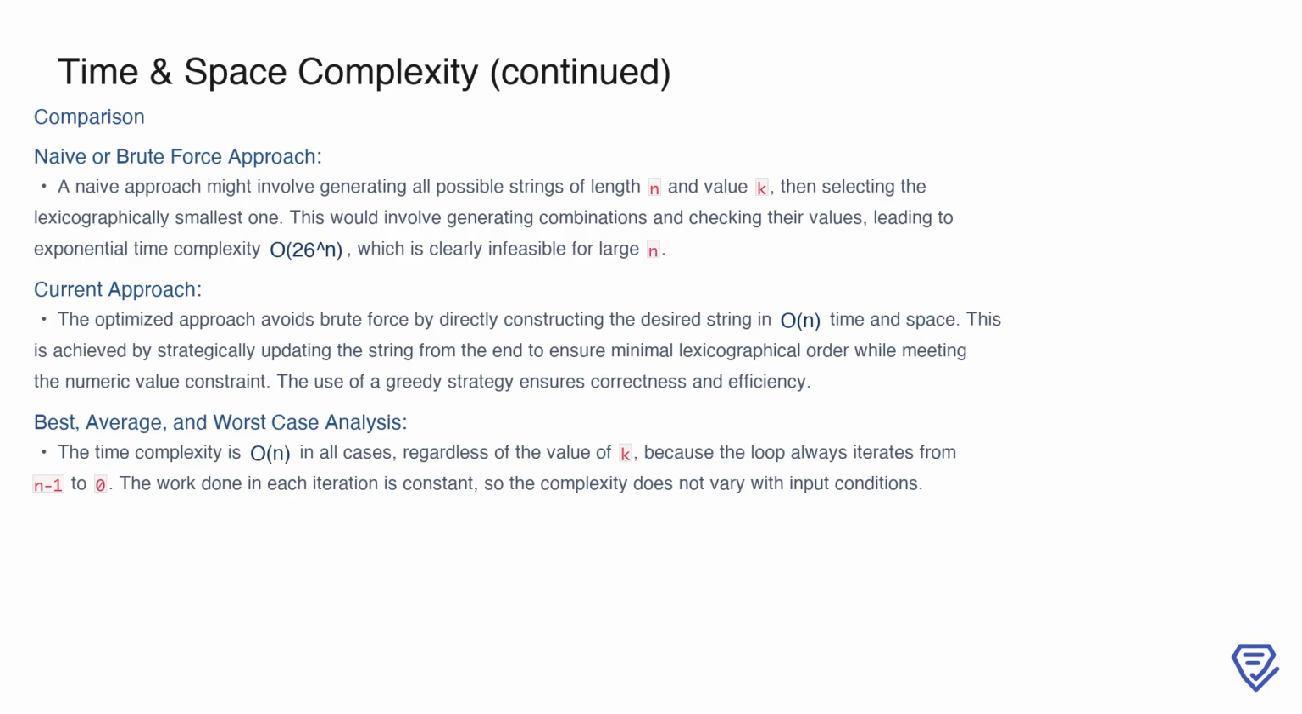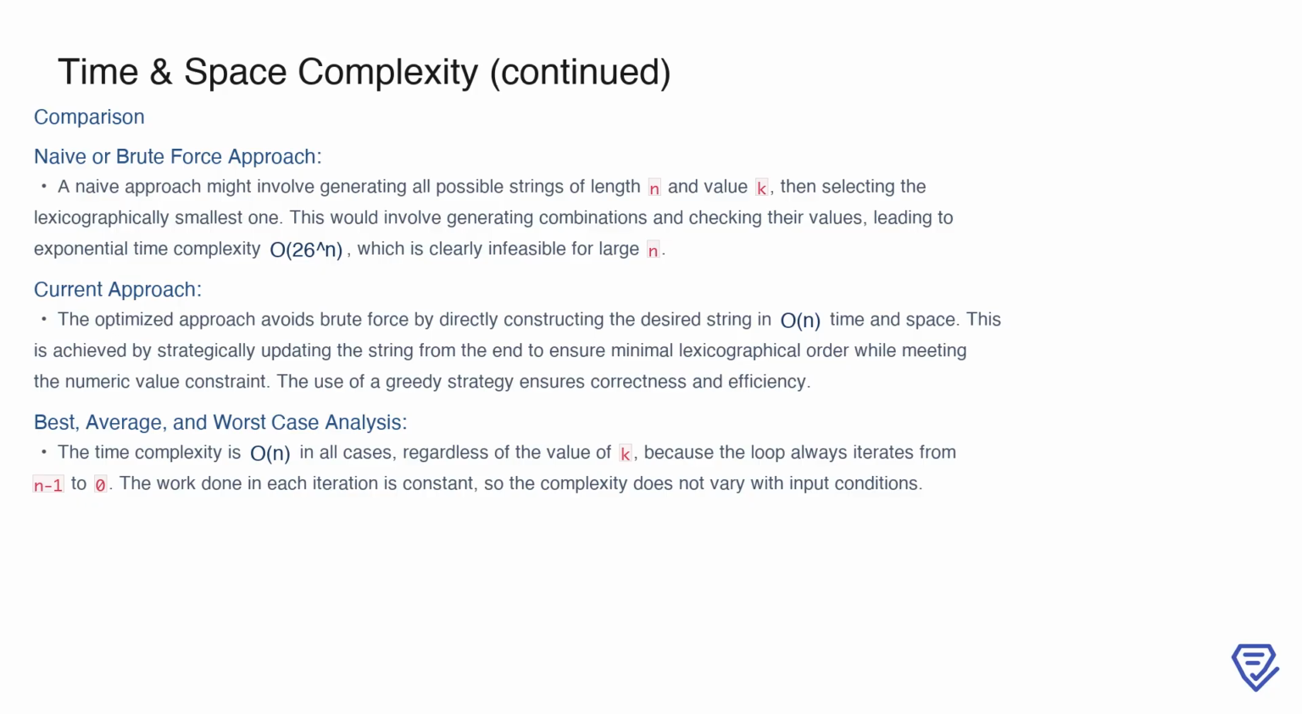To better understand the efficiency of this approach, let's compare it to a naive or brute force method. A naive solution would involve generating all possible strings of length n and numeric value k, then selecting the smallest string lexicographically. However, this would require exploring an exponential number of possibilities, with a time complexity of O(26 to the power of n), which is computationally infeasible for large values of n. In contrast, the optimized approach leverages a greedy strategy to directly construct the desired string in O(n) time and space.